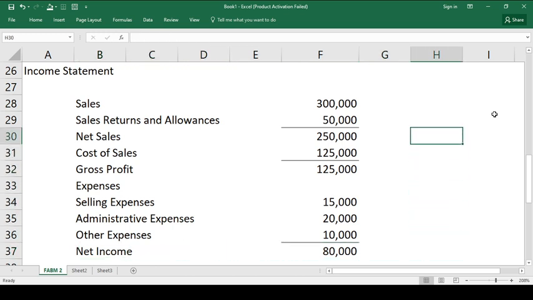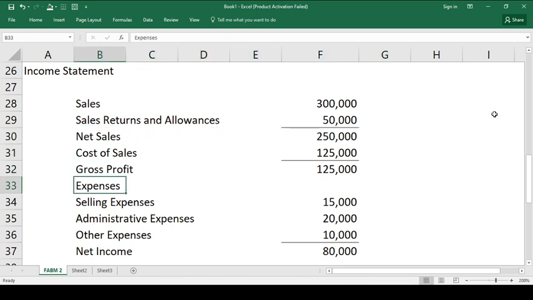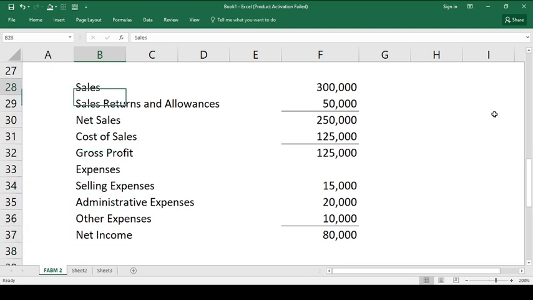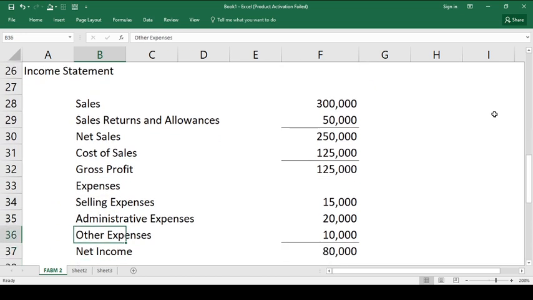If we're going to prepare the vertical analysis for this particular income statement, we are going to use the formula for the income statement, wherein the base amount would be our net sales. This will be our base amount. And the amounts will be, ito yung nasa baba. How about, sir, yung nasa taas? Pwede naman po natin yan gawan mamaya ng ratio.